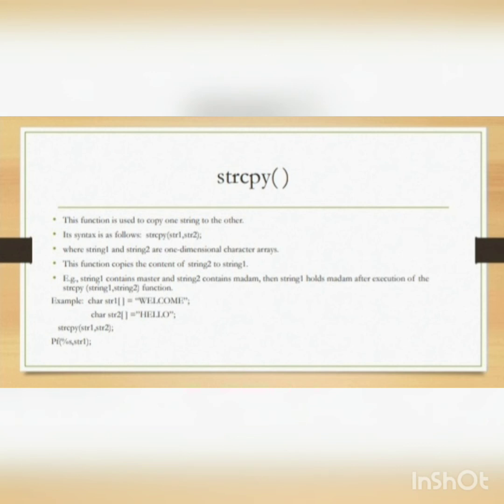strcpy. This is a standard library function in C and is used to copy one string to another. Its syntax is as shown in the presentation. String 1 and 2 are one-dimensional character arrays. It copies the content of string 2 to string 1.